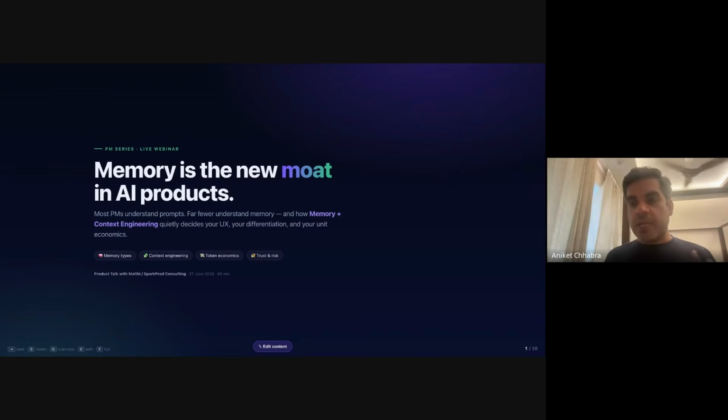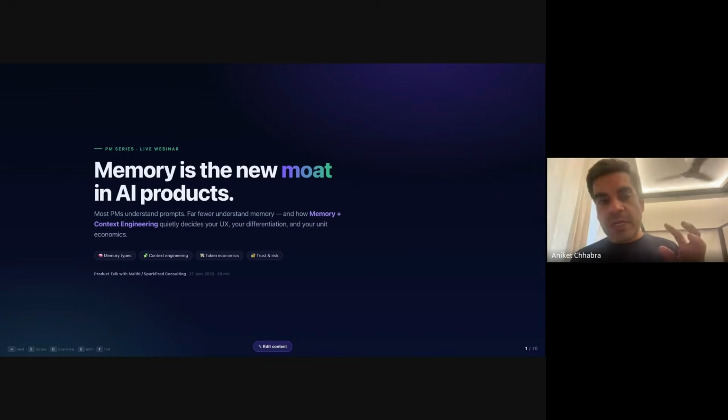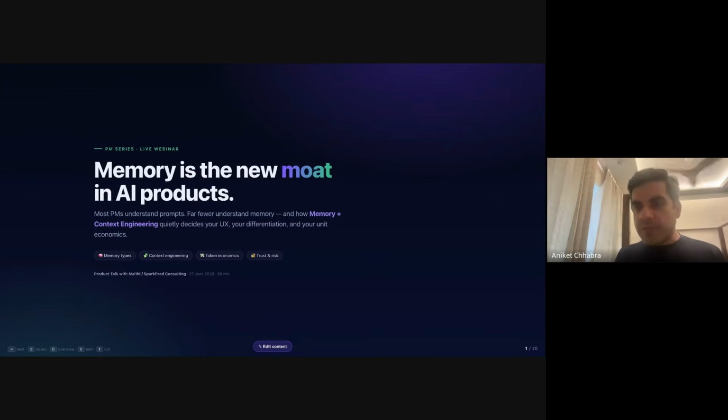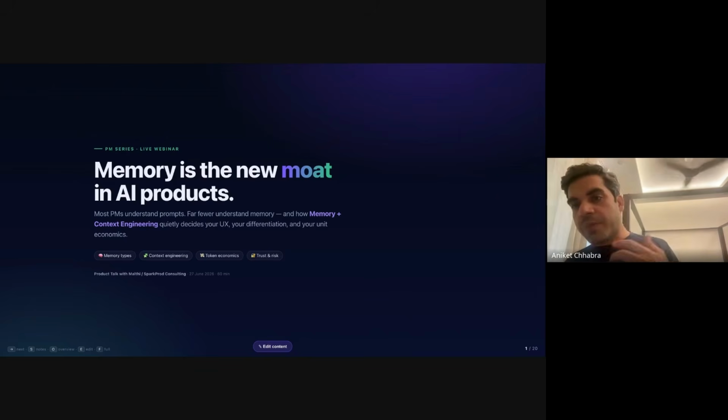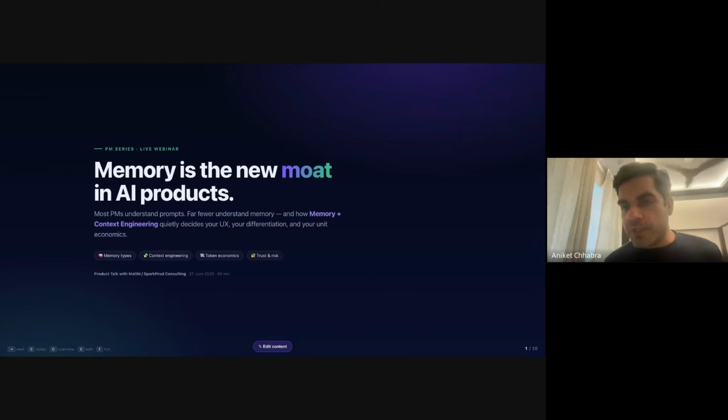If you are working in the AI product era, or if you're working in a non-AI product era but want to move to AI product management, this is one of the core components of AI product management, or AI product as a platform, right? So we'll talk about different types of memories. We'll talk about context engineering. We'll talk about token economics, which is token optimization.